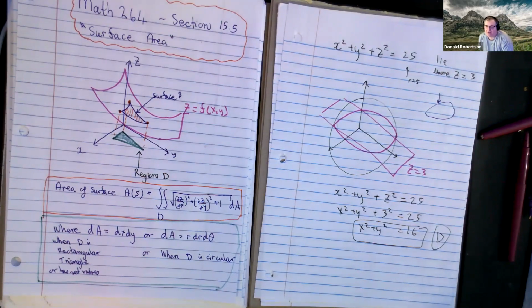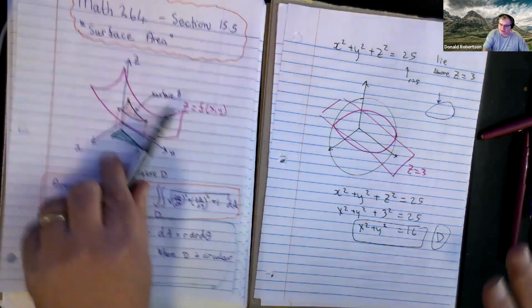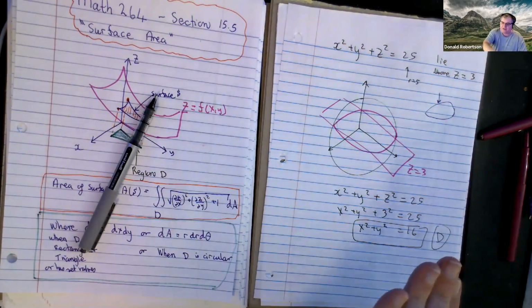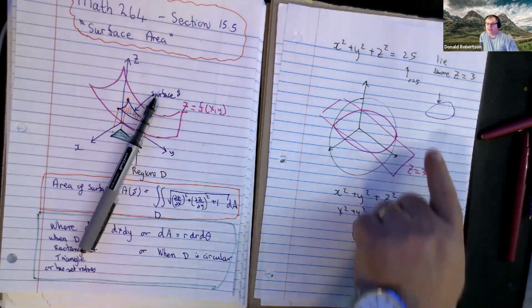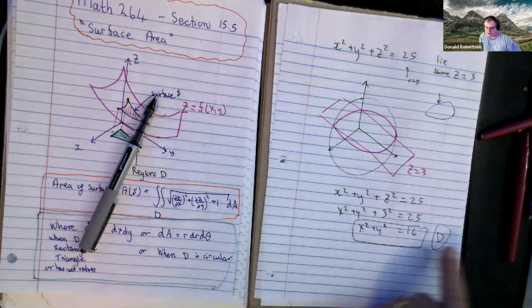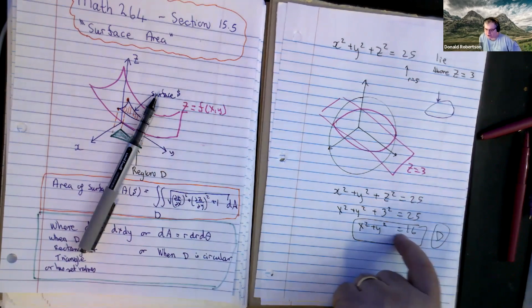See, if they'd said z equals 1, wouldn't I put z equals 1 here and I get a different circle? Could you imagine taking a sphere and slicing it at various heights? Don't you end up with different size circles? So I'm finding out what circle you would get if you sliced it at z equals 3, and it ends up being that circle. That guy is our D.